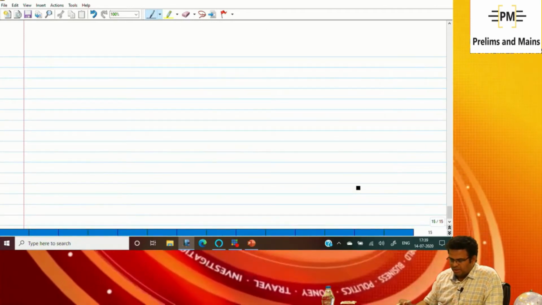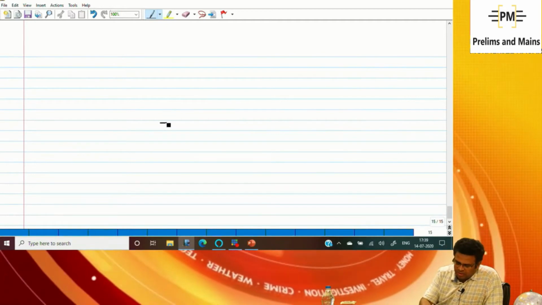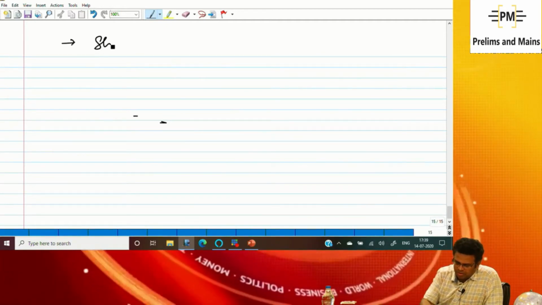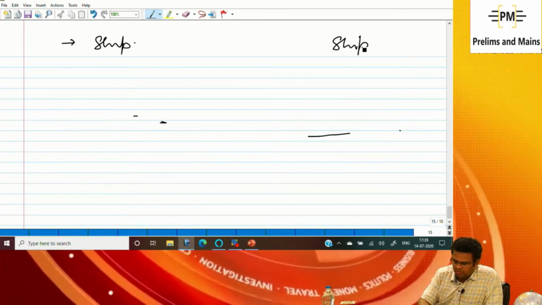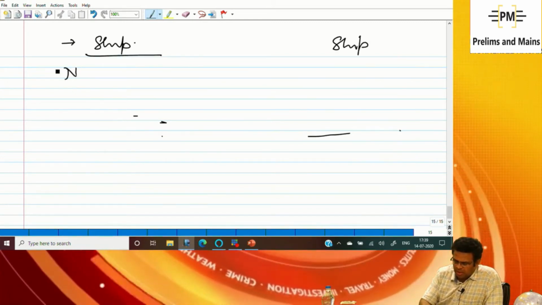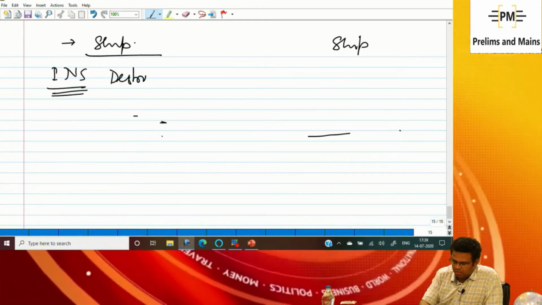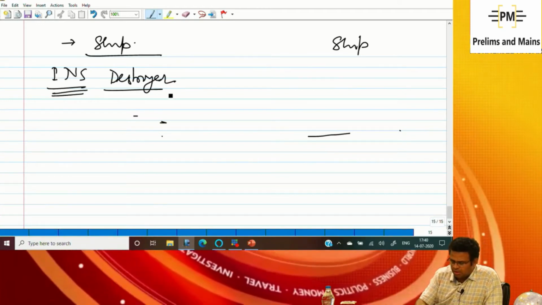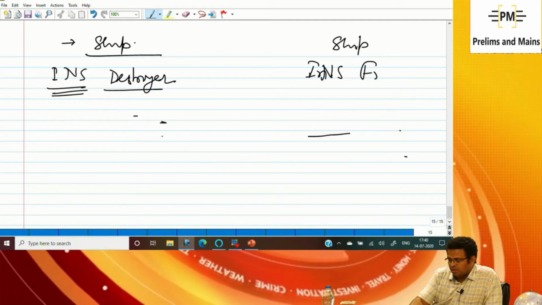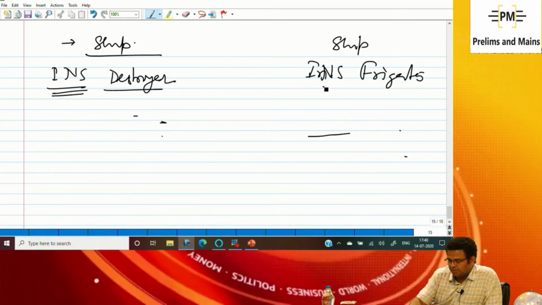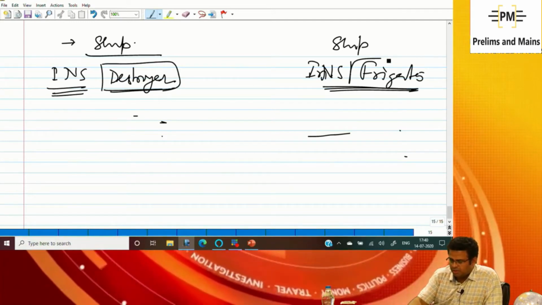There are two types of ships. One is the INS destroyer, and the other is the INS frigate. INS means Indian Naval Ship: destroyer and frigate.